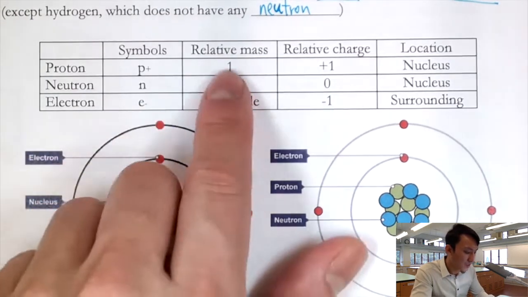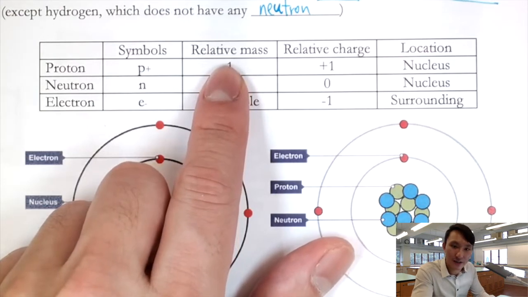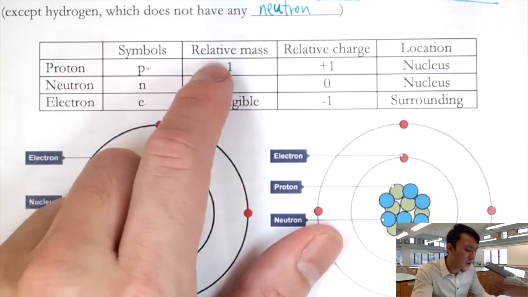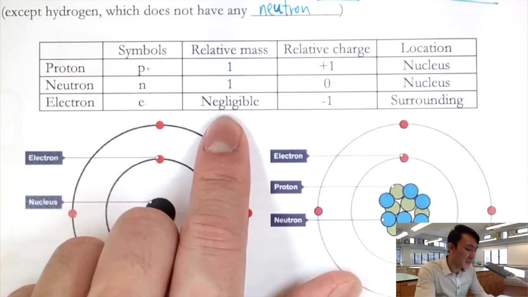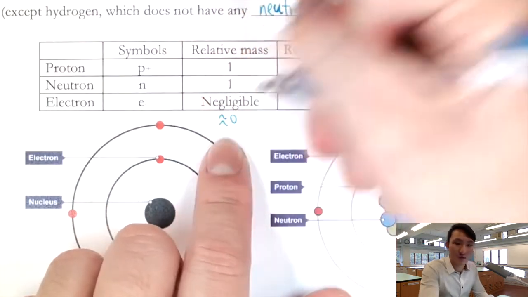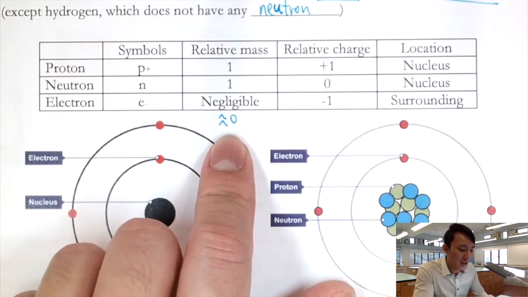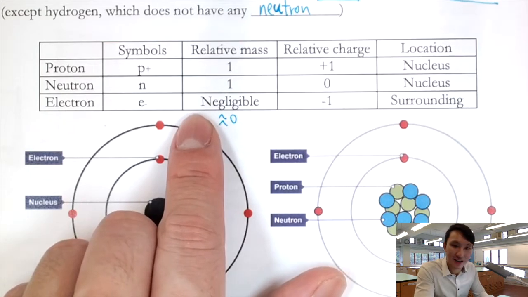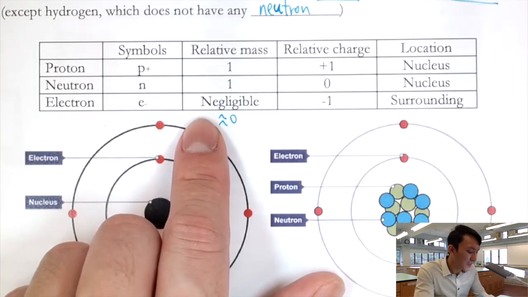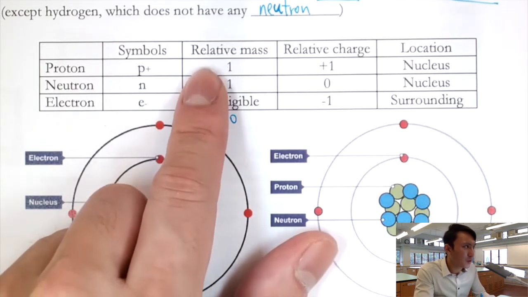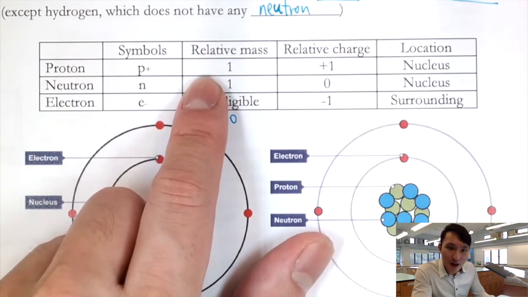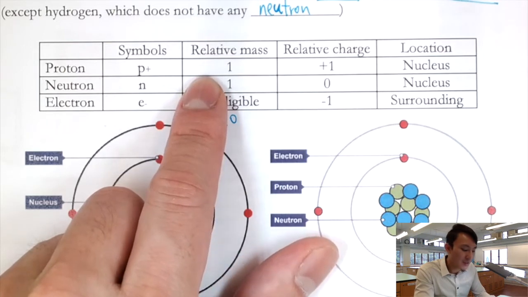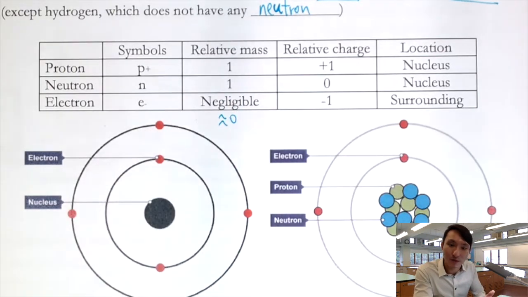So let's have a look. First of all, we look into the mass, how heavy it is. Here, negligible means more or less equal to 0. So light that you can actually forget about it. Now, what do you mean by 1? Is it 1 gram, 1 kilogram, 1 pound? Now the idea goes like this. We say that an atom is very small.